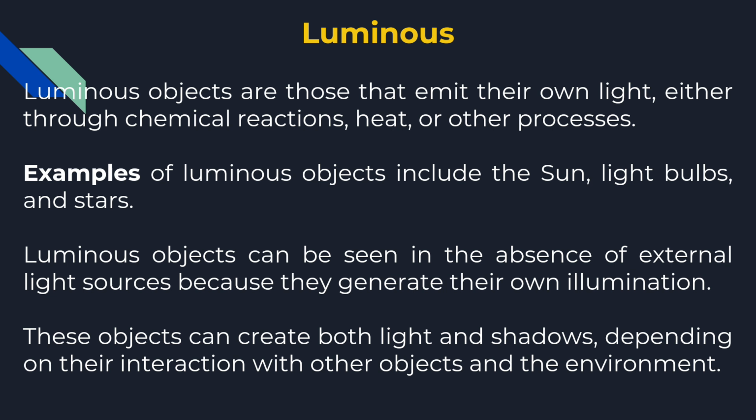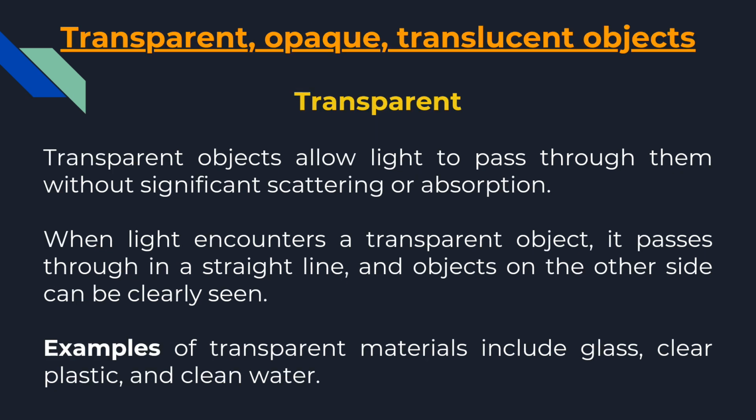Luminous. Luminous objects are those that emit their own light, either through chemical reactions, heat, or other processes. Examples of luminous objects include the sun, light bulbs, and stars. Luminous objects can be seen in the absence of external light sources because they generate their own illumination. These objects can create both light and shadows, depending on their interaction with other objects in the environment.